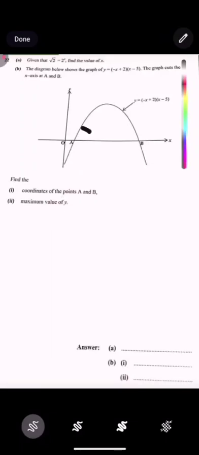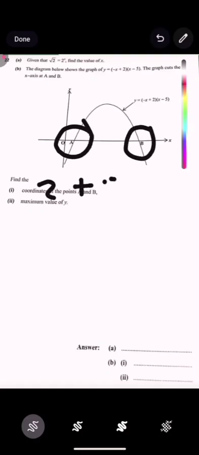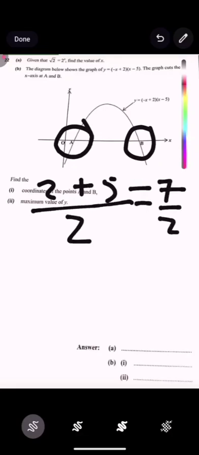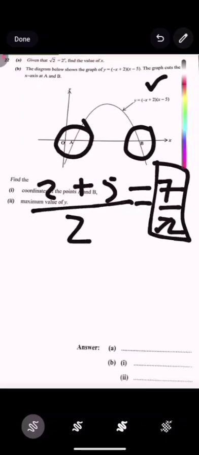Also, let me say it now. So you just have to pick the x value of here and here of the 2 points. In this case, 2 and 5. You add them, then you divide by 2. It will give you 7 over 2, right? So this is the first stage. The second stage, you put 7 over 2 in your equation, like so.